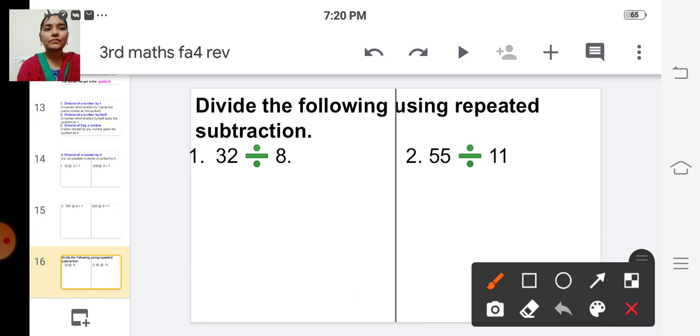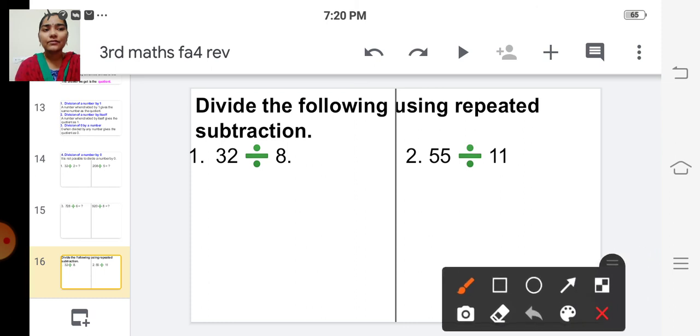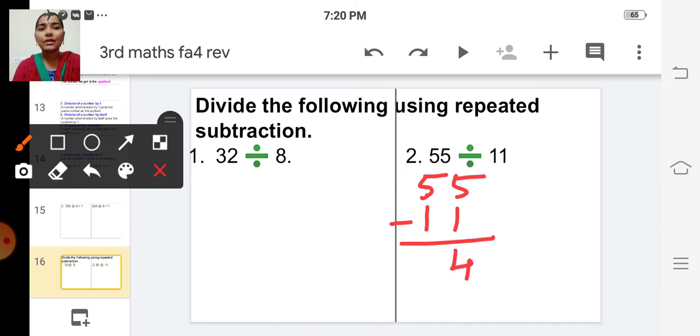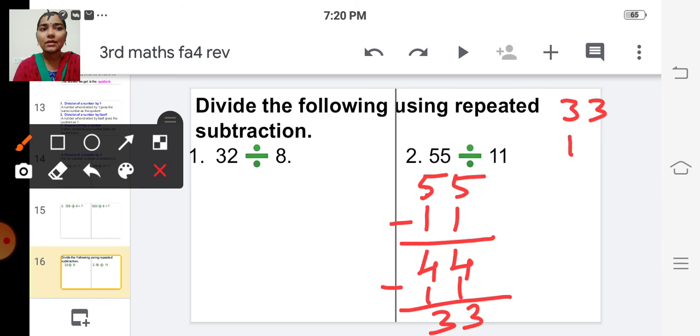Second one, 55 divided by 11. So we have to start subtracting. So 55 minus 11. 5 minus 1 is 4 and 5 minus 1 is 4. Again subtract 44 minus 11. Then we'll get 4 minus 1 is 3 and 4 minus 1 is 3. And again subtract 33 minus 11. So 3 minus 1 is 2, 3 minus 1 is 2.